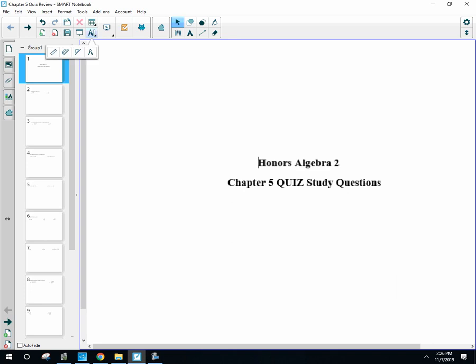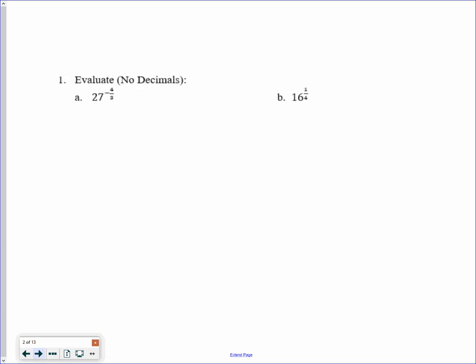All right, today we're going to do a quiz review, Chapter 5 quiz study questions. So we'll go ahead and get right to it. This is going to be a calculator exercise. So 27 to the negative 4/3 power. You can use a calculator.